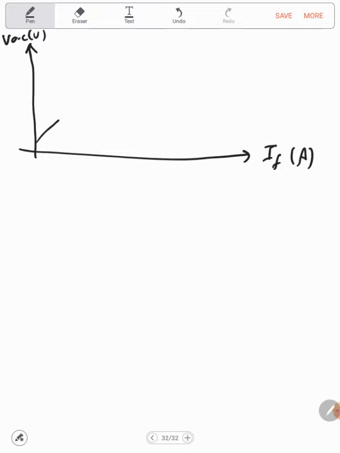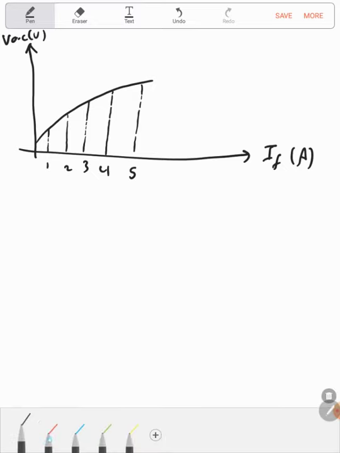Let's assume something like this at 1 ampere, 2 ampere, 3 ampere, 4 ampere, and let's assume we have here the 5 ampere. So at here, let's assume this voltage is 340.